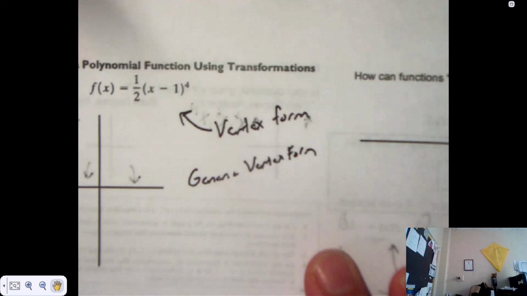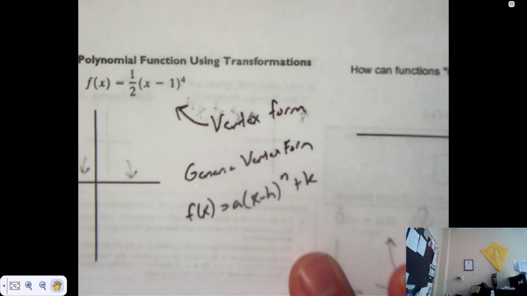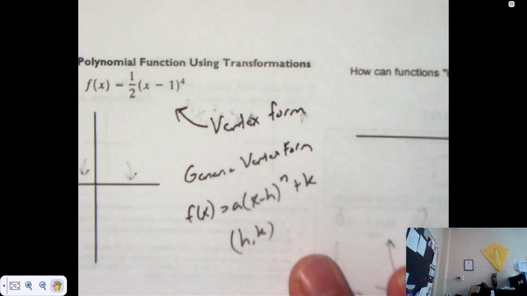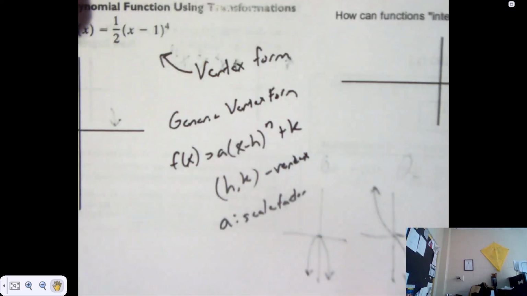I'll give you a generic vertex form because you've done it repeatedly with lots of different things. Generic vertex form will be f of x equals a times x minus h to some power we'll call n plus k. It's a very generic form. What do h and k represent? Your vertex. A is what we call a scale factor. You can also use it as the initial slope.